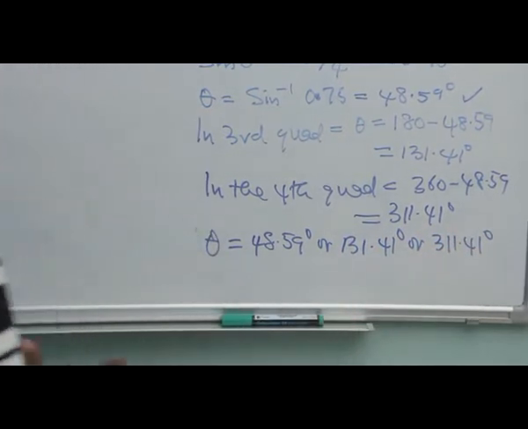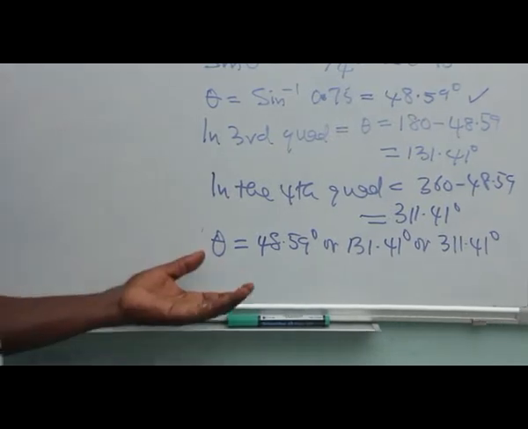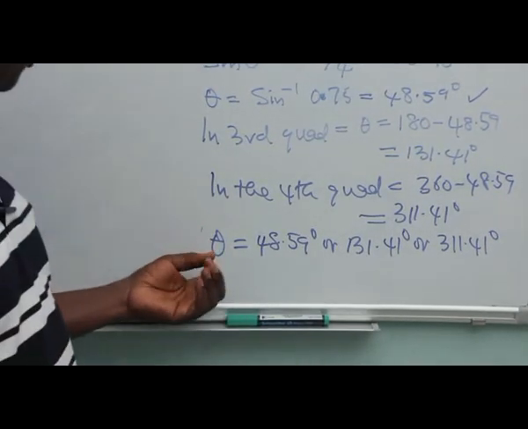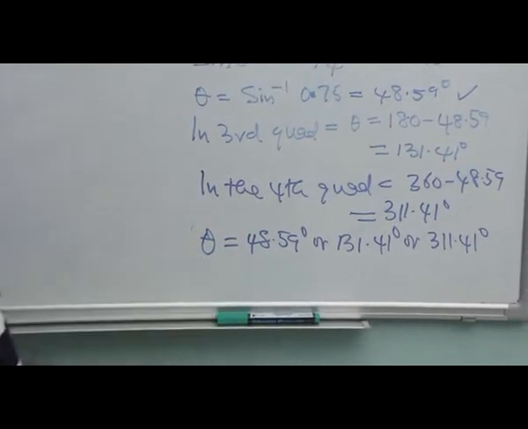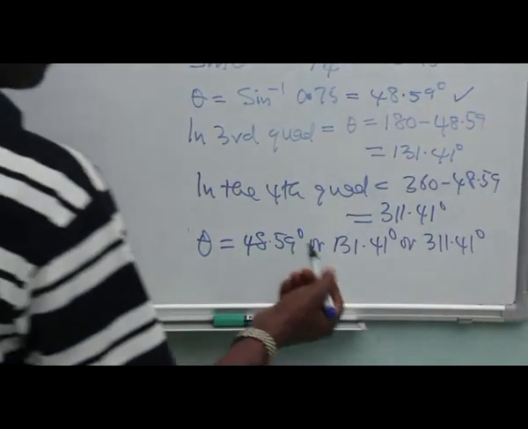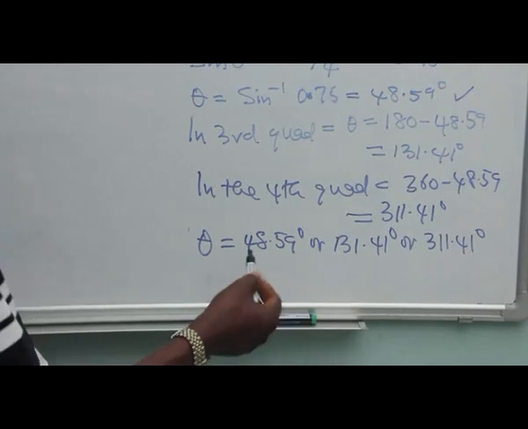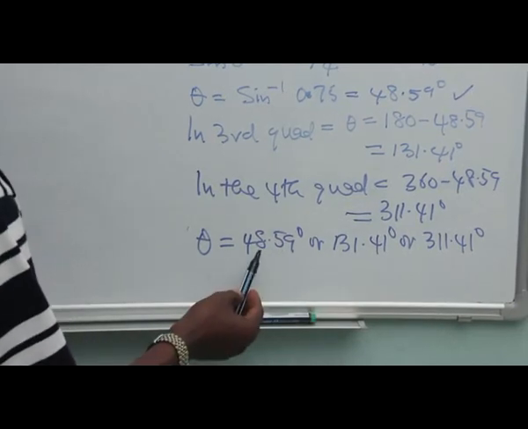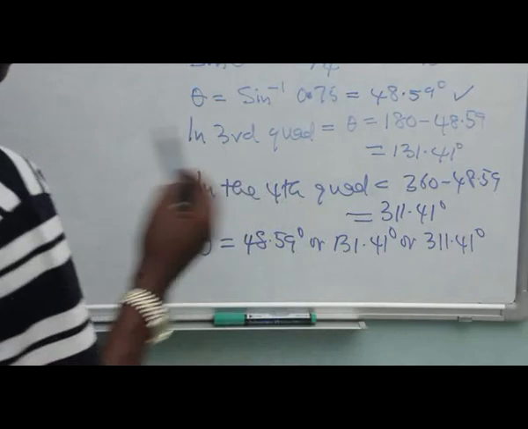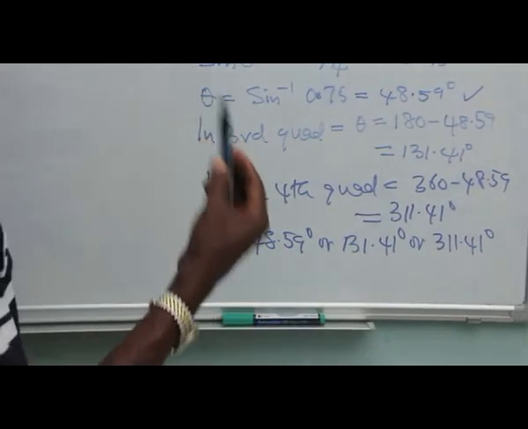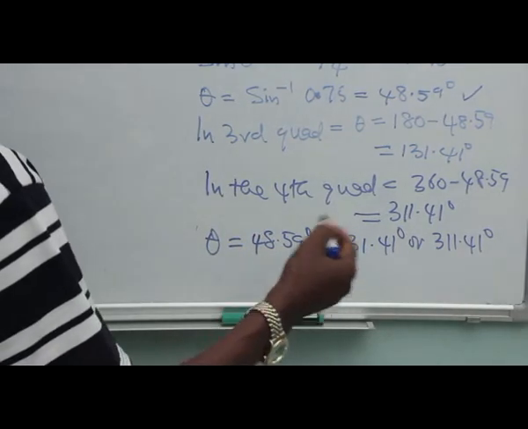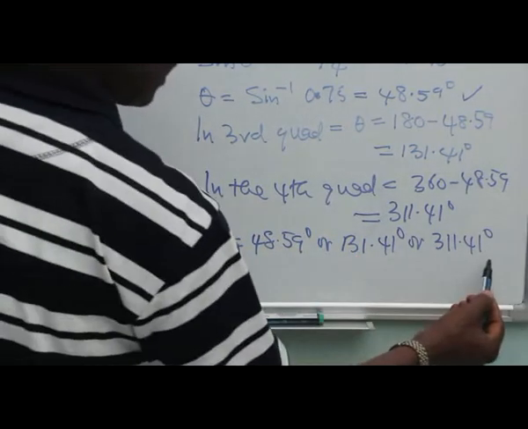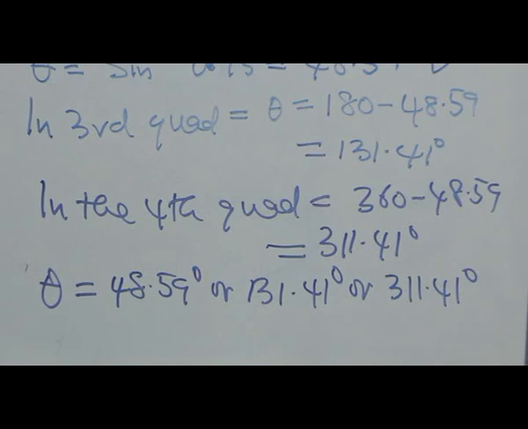In most cases, they may ask you to give theta between 0 degrees and 90 degrees, then this will be the correct answer. Or they will ask you to find the value of theta between 0 degrees and 180 degrees, then this answer and this one will be the correct answer. Or they can ask you to find the value of theta between 0 degrees and 360 degrees, then all the three answers here will be the correct answer.